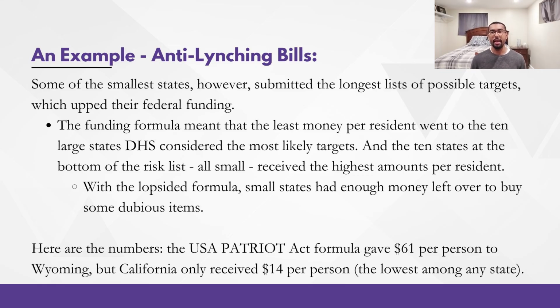The funding formula meant that the least money per resident went to the 10 large states DHS considered the most likely targets. And the 10 states at the bottom of the risk list, all small, received the highest amount per resident. With the lopsided formula, small states had enough money left over to buy some dubious items. Here are the numbers. The USA Patriot Act formula gave $61 per person to Wyoming, but California only received $14 per person, the lowest among any state.